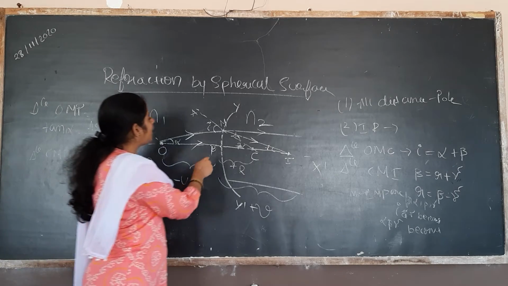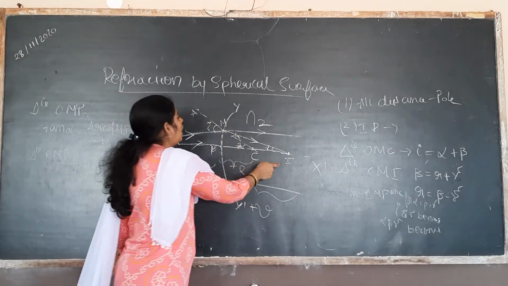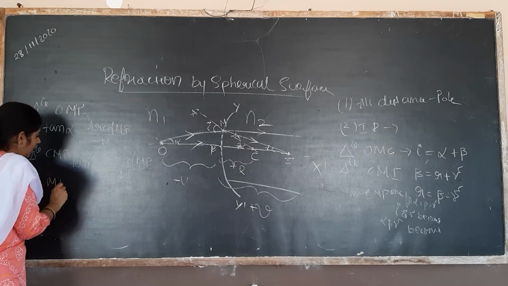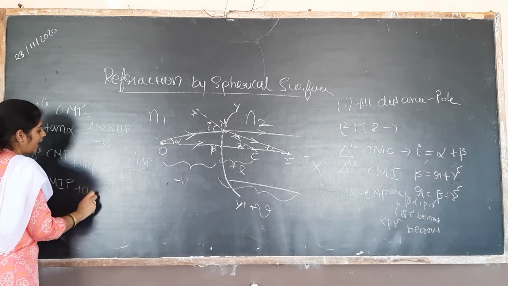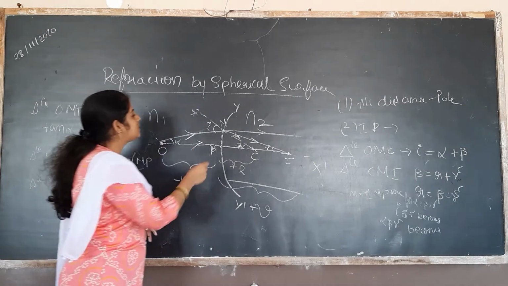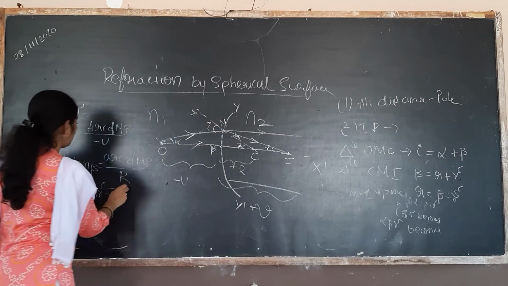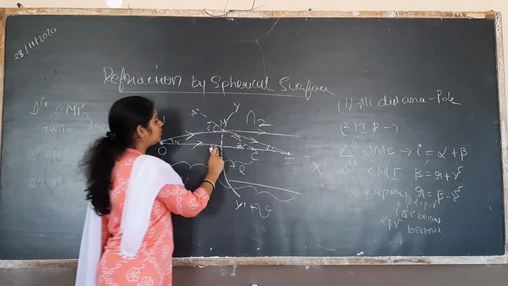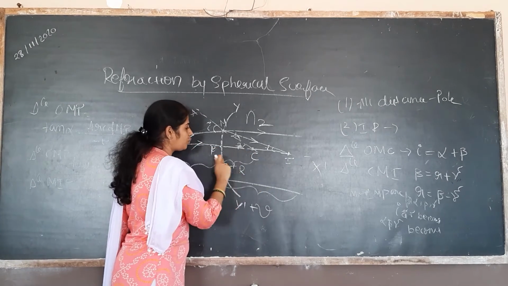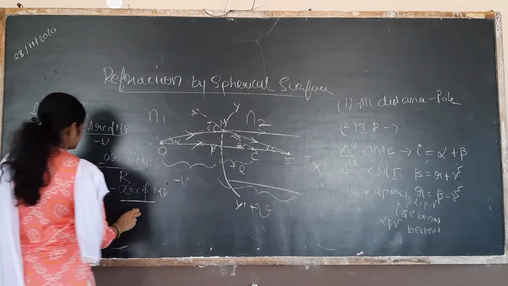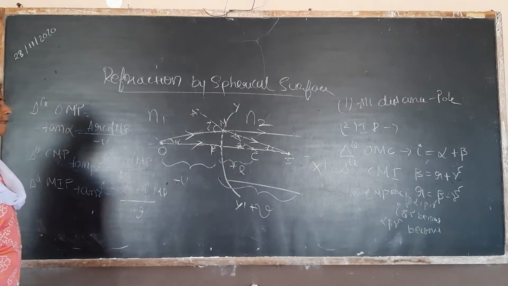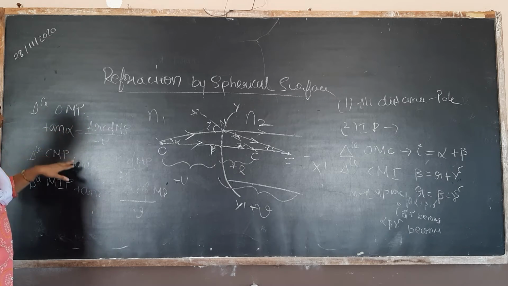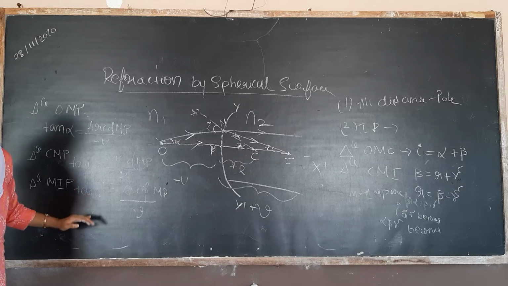Next, consider triangle MIP. There tan gamma is equal to, once again, arc of MP divided by, what is this? PI, the adjacent. PI is nothing but the image distance, that is v. Okay, understood? So we got tan alpha, tan beta and tan gamma.